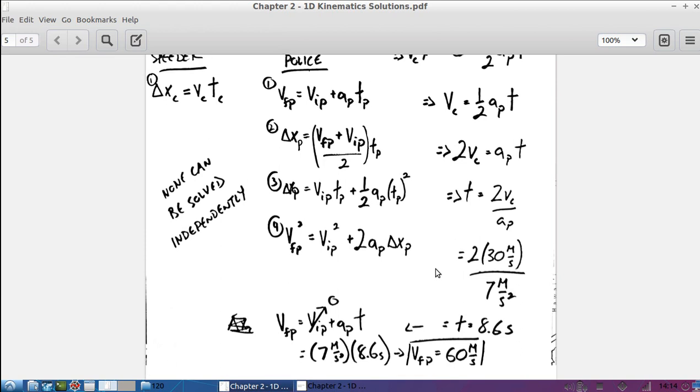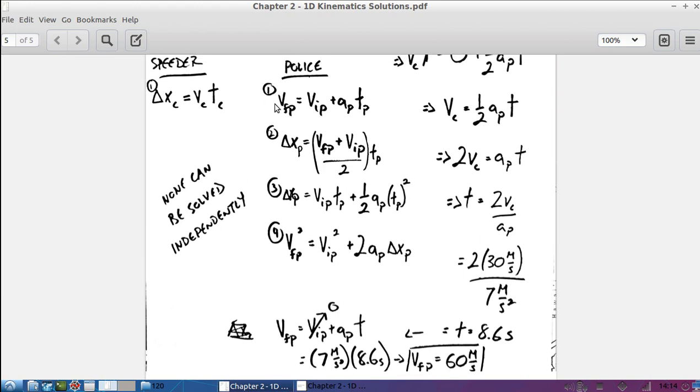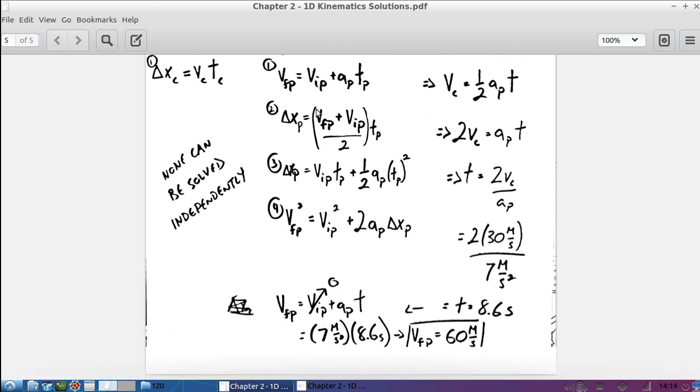I got the time, and then I came back up here to this nice equation, equation 1, because it's already solved for v final. Right? It's already solved for v final, and I can just plug time in. I know the police car is starting from rest again, so v initial is 0. I've got the acceleration of the cop car, so 0 plus 7 meters per second squared times the time, 8.6 seconds, and I've got a final velocity of the cop car of 60 meters per second.